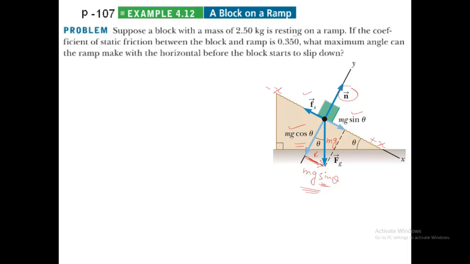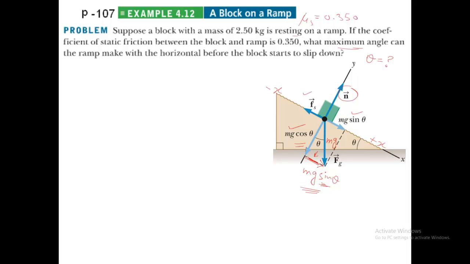So in this case you have 0.350 as the coefficient of static friction. This is your mass, and you have to find out the maximum angle the ramp makes with the horizontal before the block starts to slide. So you need to find out what? Theta.